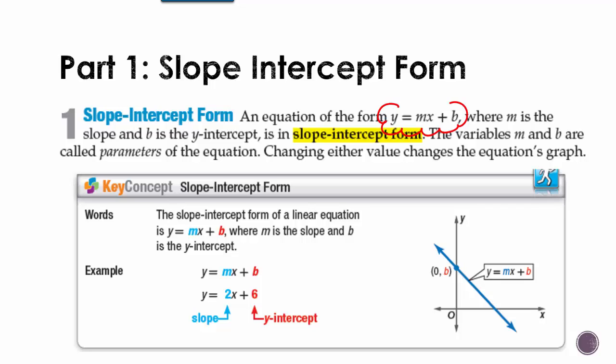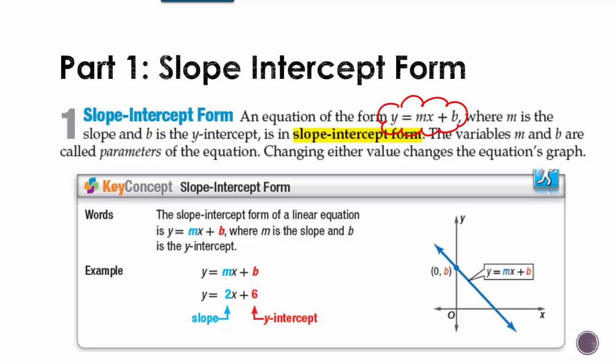So this is familiar. We've talked about this in class. You definitely talked about it in 8th grade, a little bit in 7th grade too. These variables m and b are parameters of the equation. If I change the m, it changes the steepness of the graph, and if I change the b, it changes where it is on the y-axis.